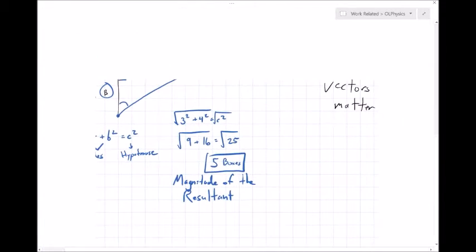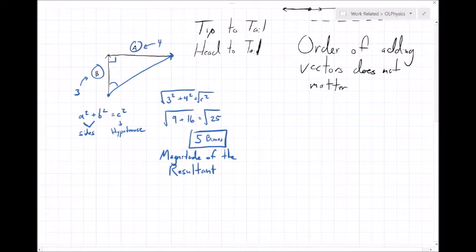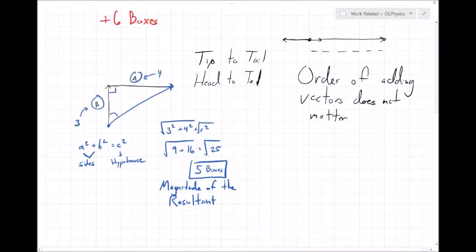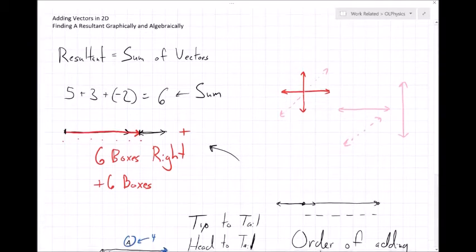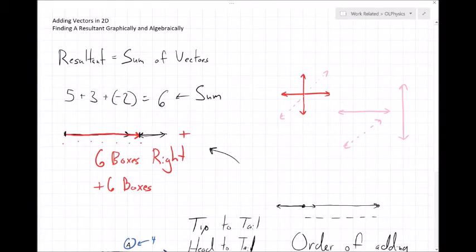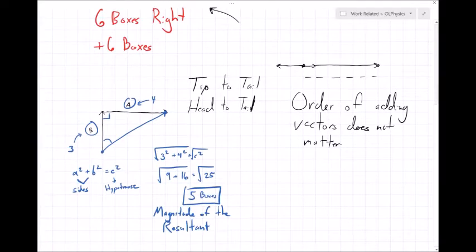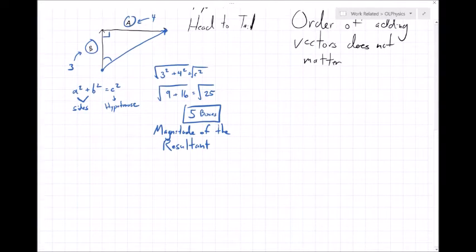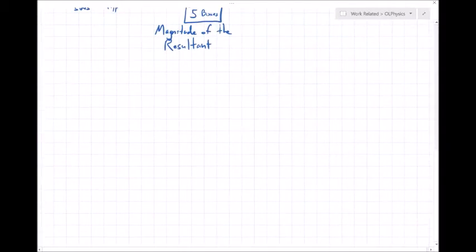So what we've done here is we've gotten 2 vectors that were luckily at right angles, and we were able to figure out what the resultant was. But then the question becomes, what happens if we get 2 vectors that are not at right angles? So let's do a new problem.